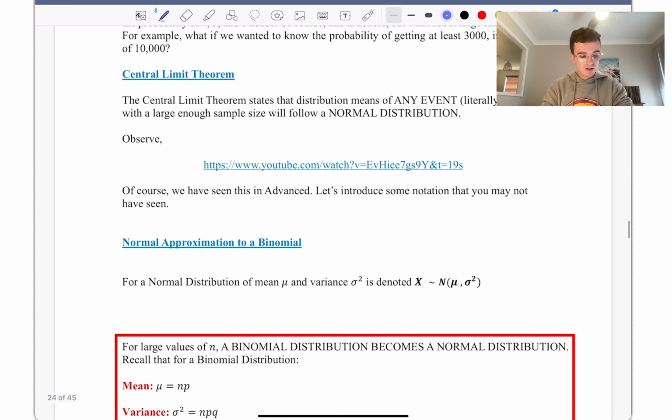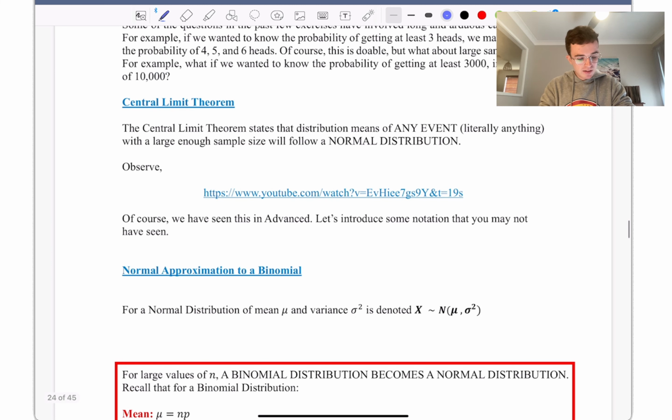So the central limit theorem is something you may have seen in advanced maths, and it tells us that the distribution of any event with a large enough sample size follows a normal distribution. I think it's one of the coolest theorems in all of existence, really. Any distribution of any event follows a normal distribution for a large enough sample size.